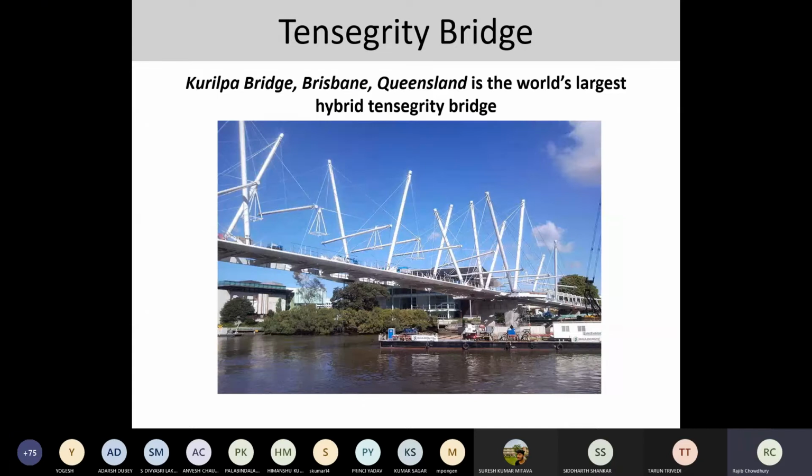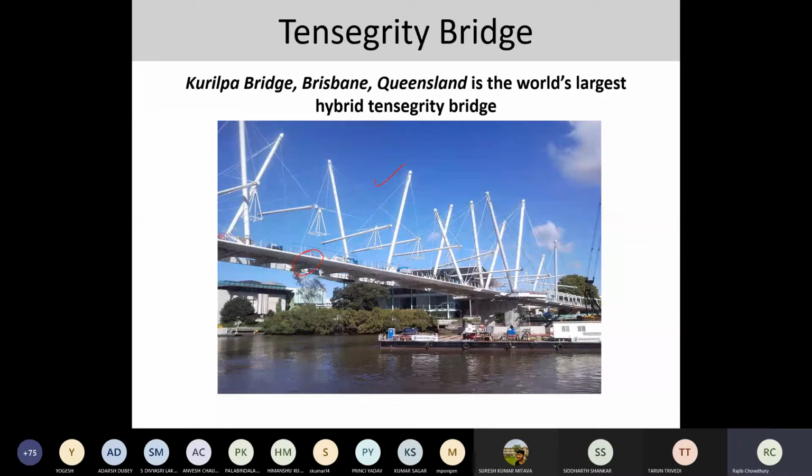Okay, now next point is, this is one of the typical cases where the entire bridge is composed of tension members. It is a bridge which is available in Brisbane in Australia. So most of the components of the bridge, except the deck of the bridge, this is the deck of the bridge, all the components of this bridge are basically tensegrity in nature. Tensegrity in nature means that all the members are subjected to tension.